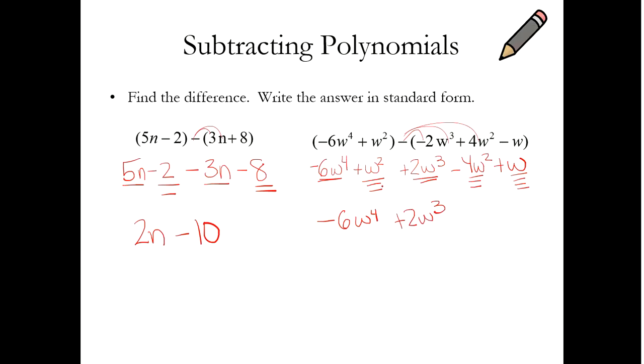Let's combine our w squareds. Negative 3w squared, right? And then followed by a positive w. So my final answer, negative 6w to the 4th plus 2w to the 3rd minus 3w to the 2nd plus a single w.